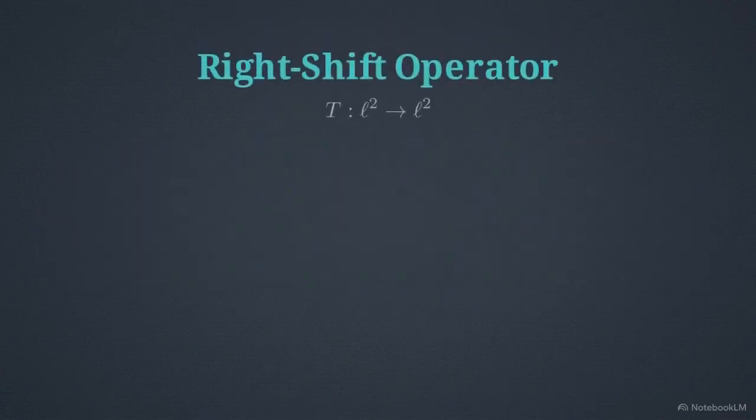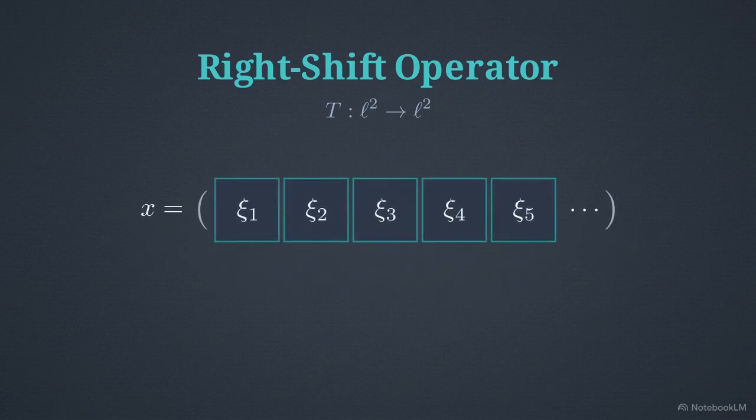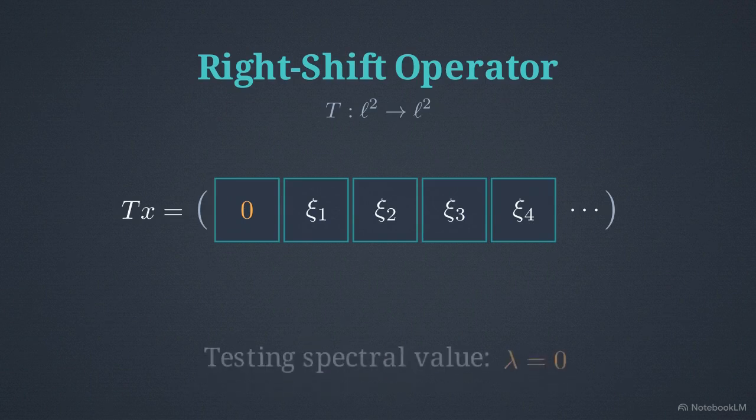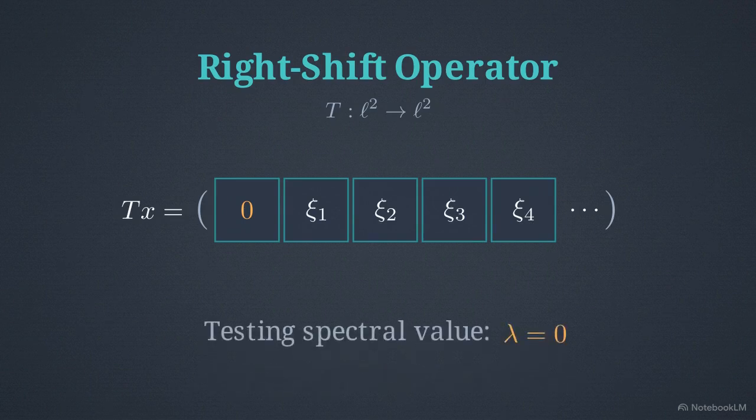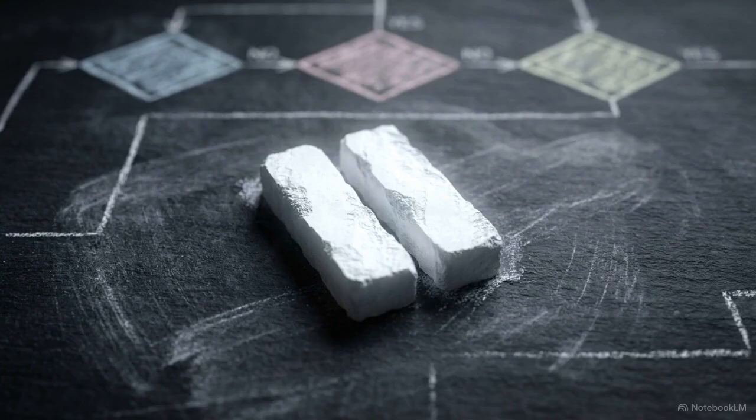Let's test a concrete example: the right shift operator on the sequence space L2. It takes an infinite sequence of numbers, shifts every number 1 position to the right, and drops a 0 into the first slot. We are going to test the value lambda equals 0. Pause the video here. Run lambda equals 0 through the 3 nodes of the flowchart yourself.